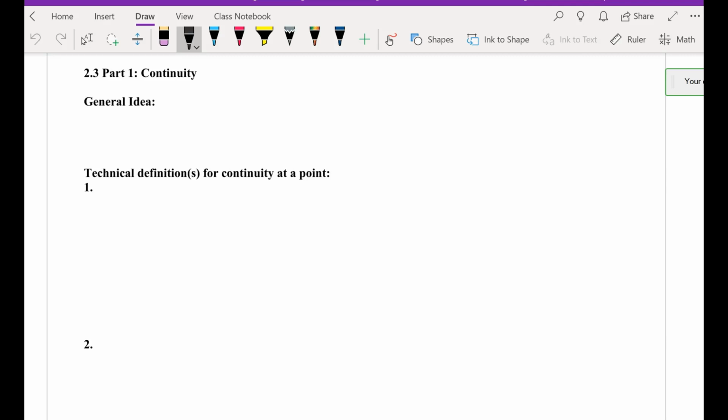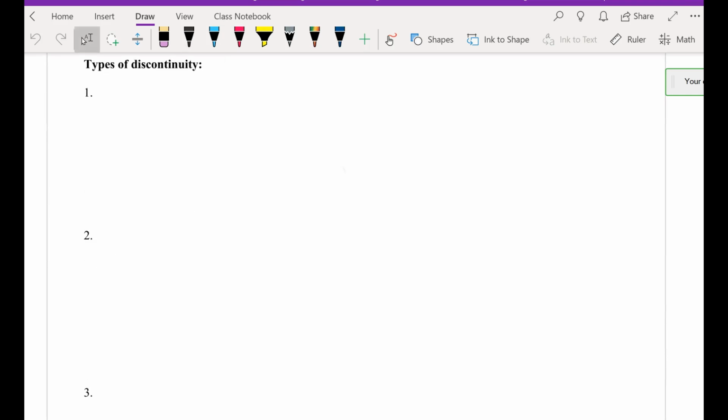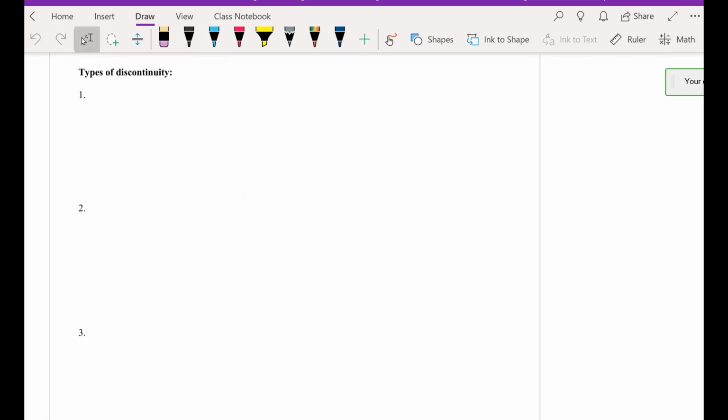Okay, continuity in plain English, generally, what does it mean? Continuity, what does it mean? It's any function that can be graphed without lifting your pencil. That's right. You can graph the entire function without lifting your pencil. That's continuous. That's continuity.